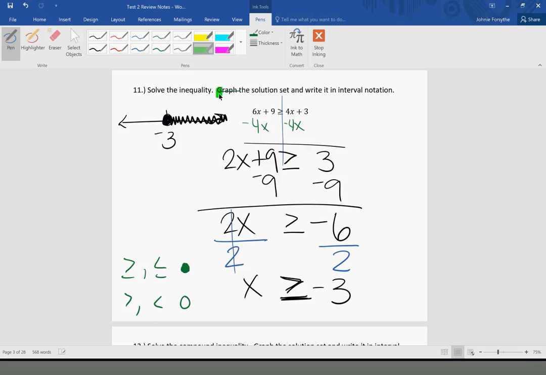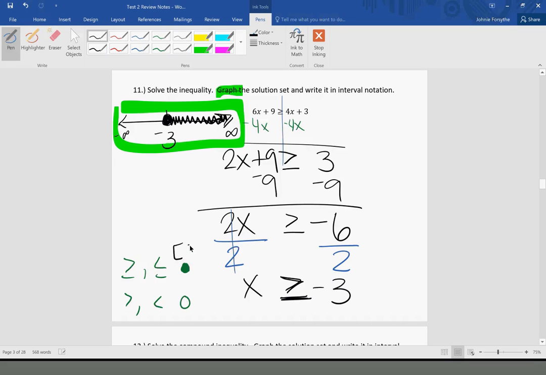That's my graph. And in interval notation, remember on the number line, the farthest left is represented by negative infinity, and the farthest right is represented as positive infinity. So now, if I'm using interval notation, if I use a closed circle, I'm going to use a bracket where that value is. And if I have an open circle, I'm going to use parentheses where that value is. So for this graph, whenever you're writing interval notation, you always write it left to right.